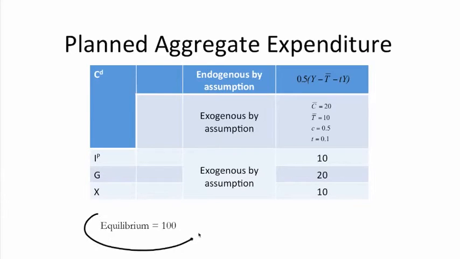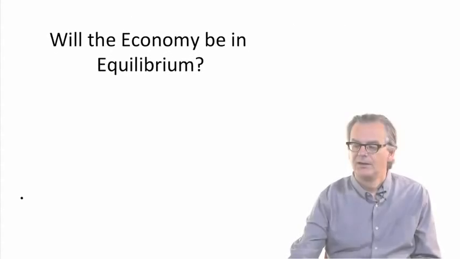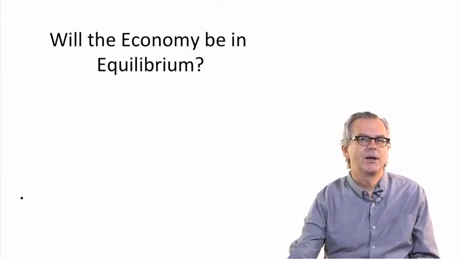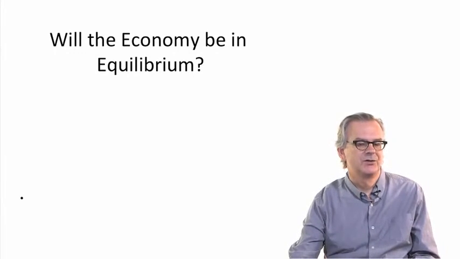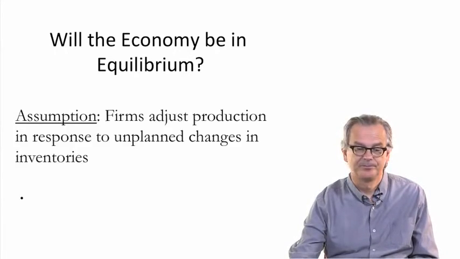But as I was saying previously, identifying what the equilibrium must look like doesn't tell us whether the economy will actually be at that equilibrium. And so that's the question we must now address. Are there any automatic forces in the economy that guarantee that the equilibrium will actually be achieved? Will the economy, in other words, be in equilibrium? To answer that question, we need to add one more assumption to the model. It's a very important assumption. It's actually quite central to the Keynesian model.